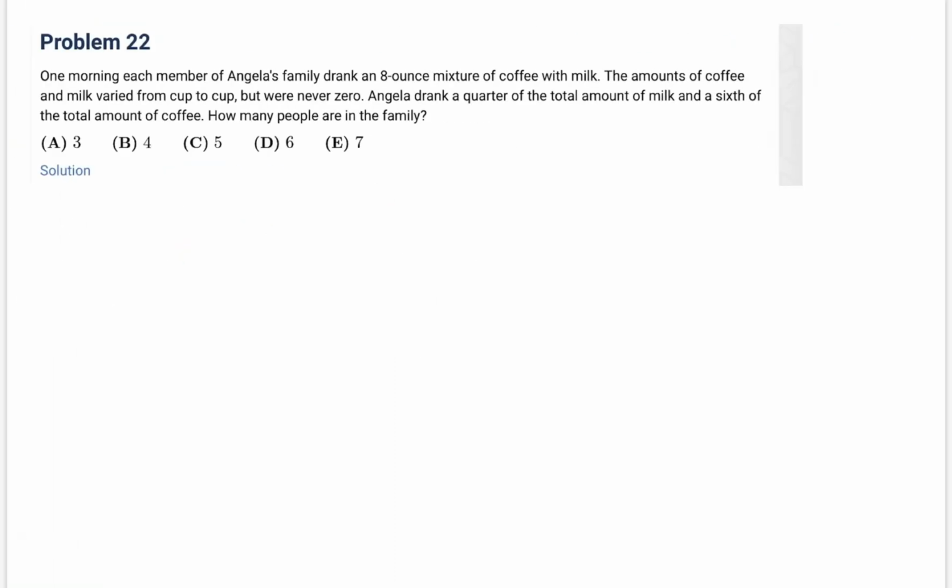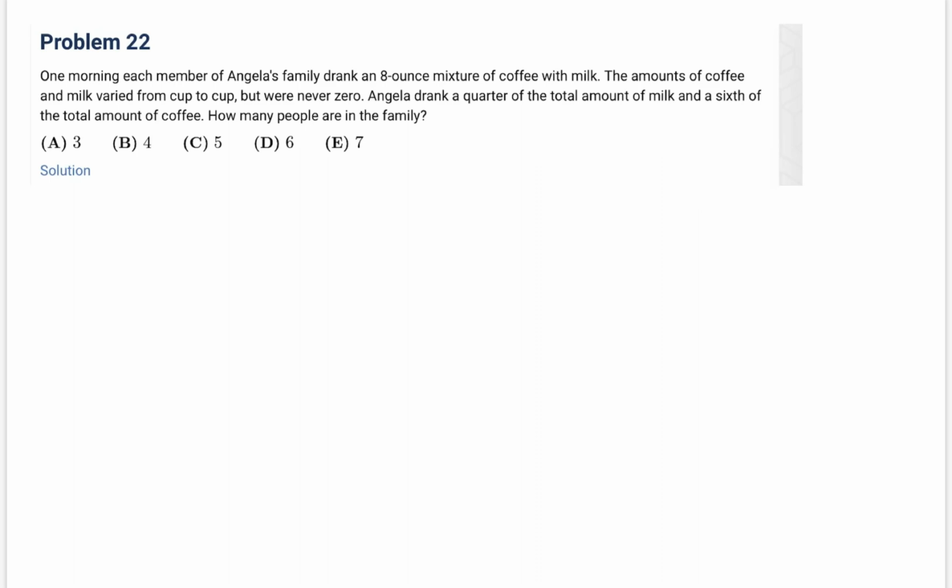Problem number 22. One morning, each member of Angela's family drank an 8-ounce mixture of coffee with milk. The amounts of coffee and milk vary from cup to cup but were never zero. Angela drank a quarter of the total amount of milk and 1/6 of the total amount of coffee. How many people are in the family?